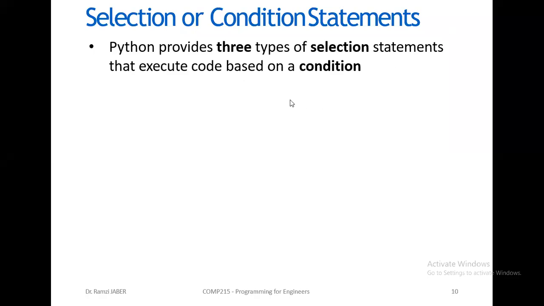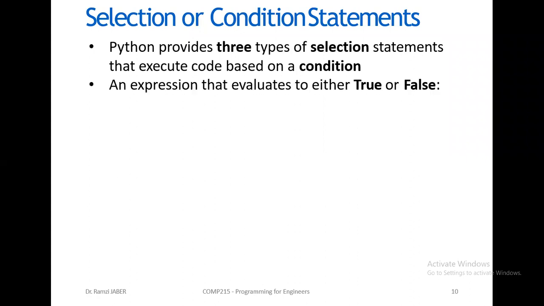Okay, hello everybody. We'll continue our chapter 2. I will make a fast review about selection or condition statements. Python provides three types of selection. The selection will be true or false, depending on the evaluation of either true or false.